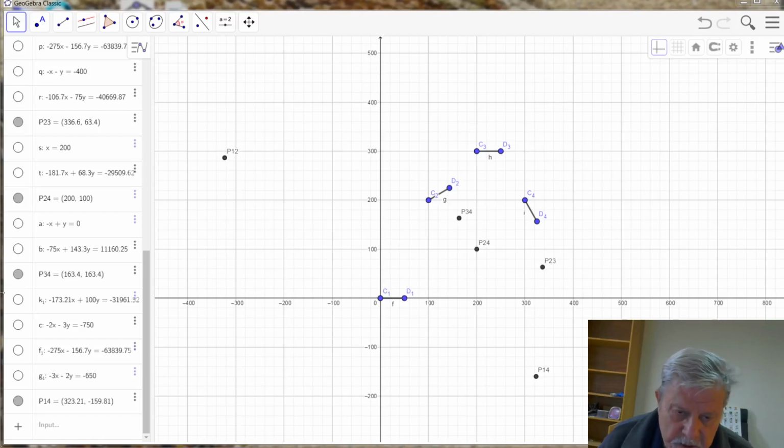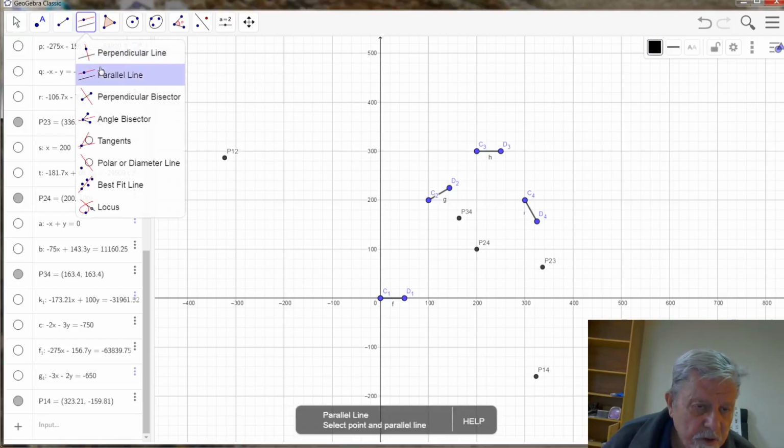by drawing the perpendicular bisectors to the two pairs of points on the moving plane. P12, P34, P24, P23, and P14. I will determine P13 in a minute.